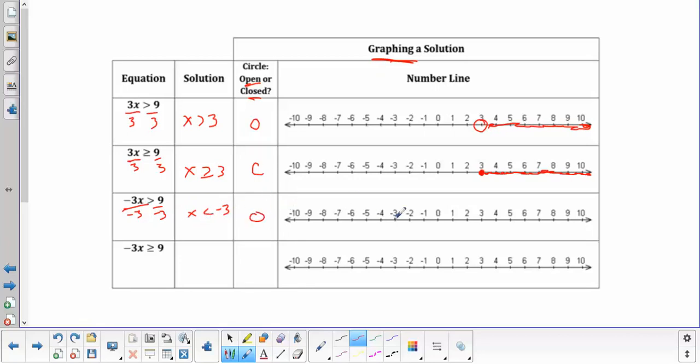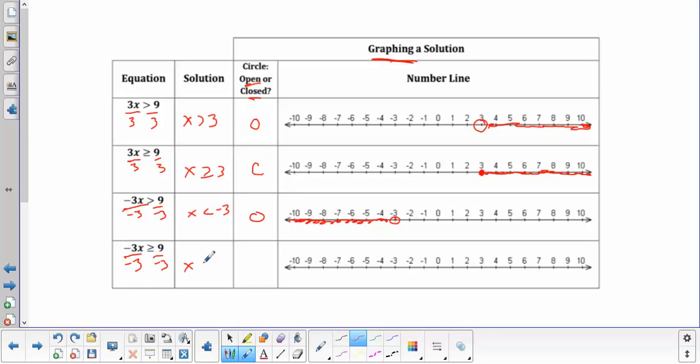Open circle. Let's go to negative 3. x is less than negative 3. Negative 4 and negative 5 are less than that, and let's shade in that direction. Once again, this sort of tells you where to shade. And last one. Okay, so this is just giving you an idea of what this looks like.